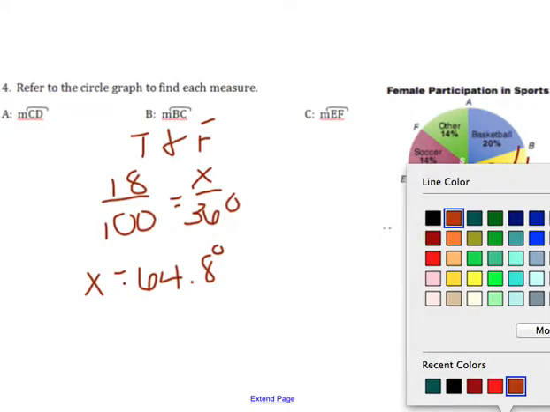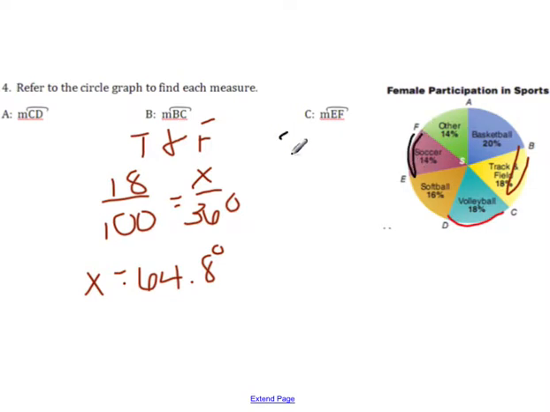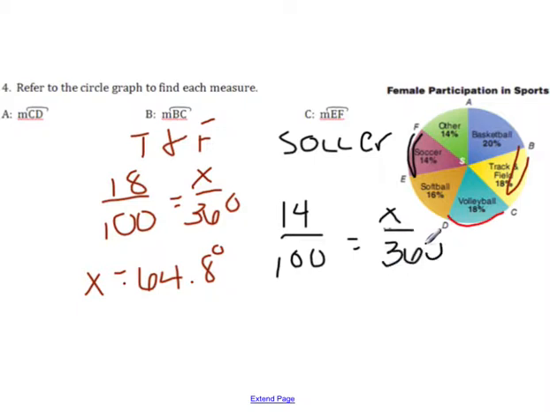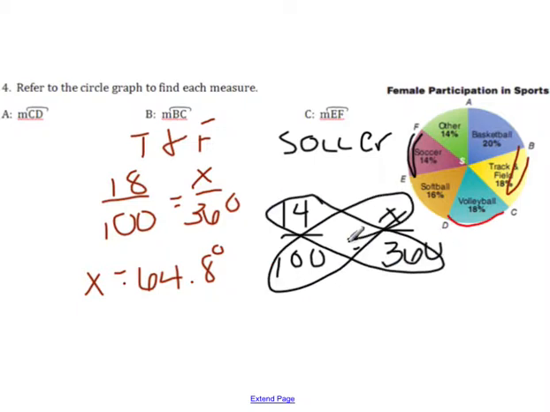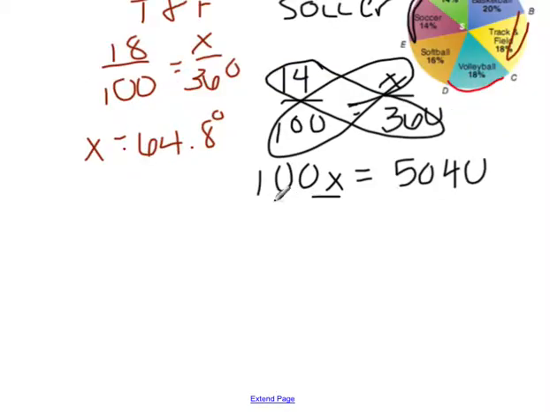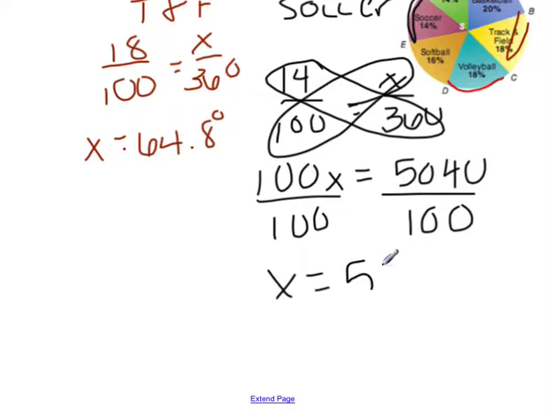Now let's take a look at arc length EF. So now we're talking about soccer. Soccer is only 14%. So we're going to do 14 over 100 and set it equal to x over 360. Then again, we're going to cross multiply. So I get 100x is equal to 14 times 360, which is 5,040. Then I'm going to divide both sides by 100, and when I do that, I end up getting 50.4 degrees. Okay, 50.4 degrees for number 4.